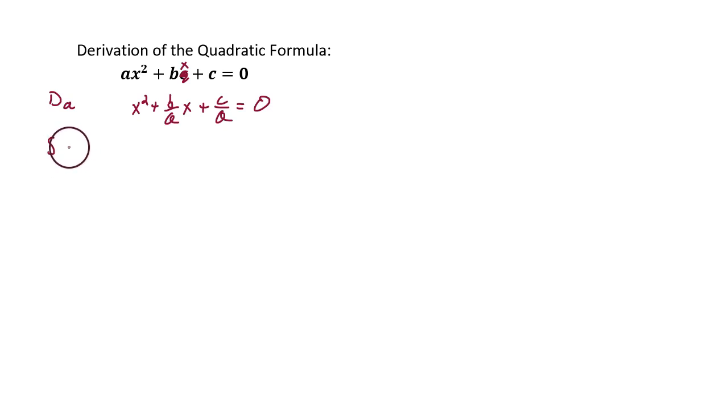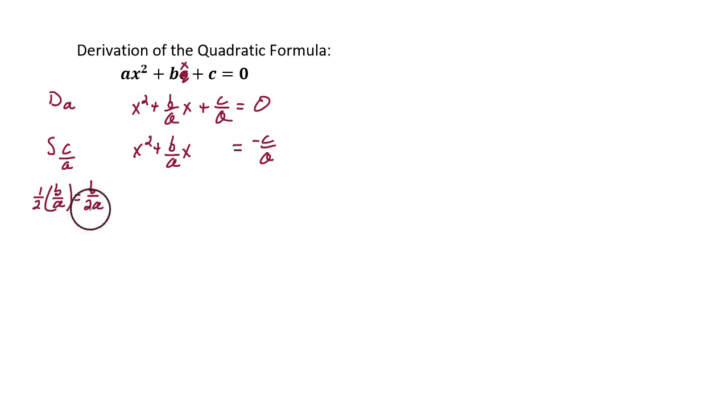Next, we subtracted our current constant term to move it to the right side. So we have x squared plus b over a x is equal to negative c over a. Again, I've left a blank spot right here. Now let's figure out what to put in the blank spot. We take half of the coefficient of the x term. So half of b over a is b over 2a.